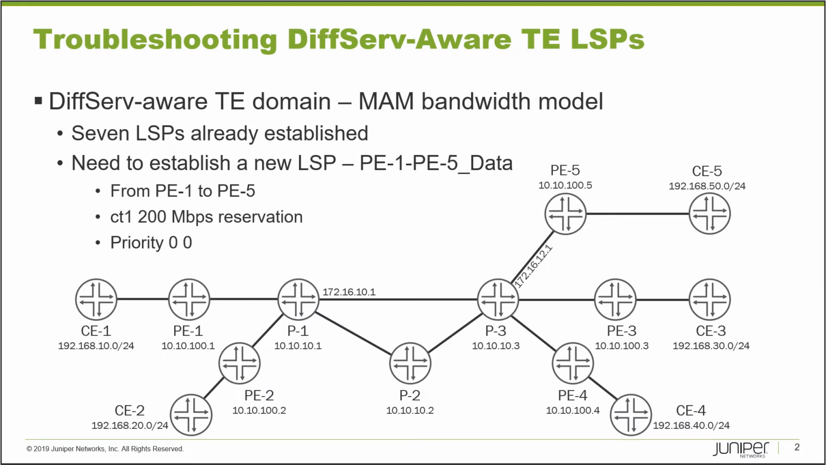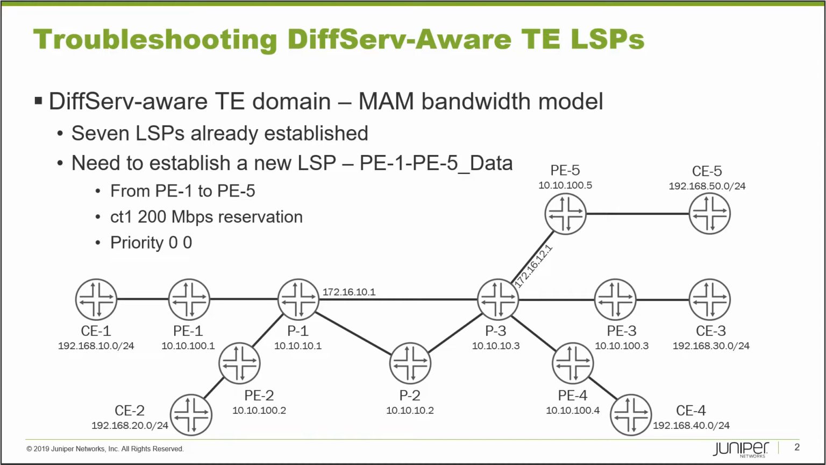All right, so let's jump right to the example. Here in the example, we have a topology. Now, there's a lot of routers in this topology, so try not to get overwhelmed by the amount of routers here. In this topology, it's a DiffServ TE domain. So we have MPLS, we're using DiffServ TE, we're using MAM, the maximum allocation model bandwidth model, and there are 7 LSPs that come from PE1 and PE2.